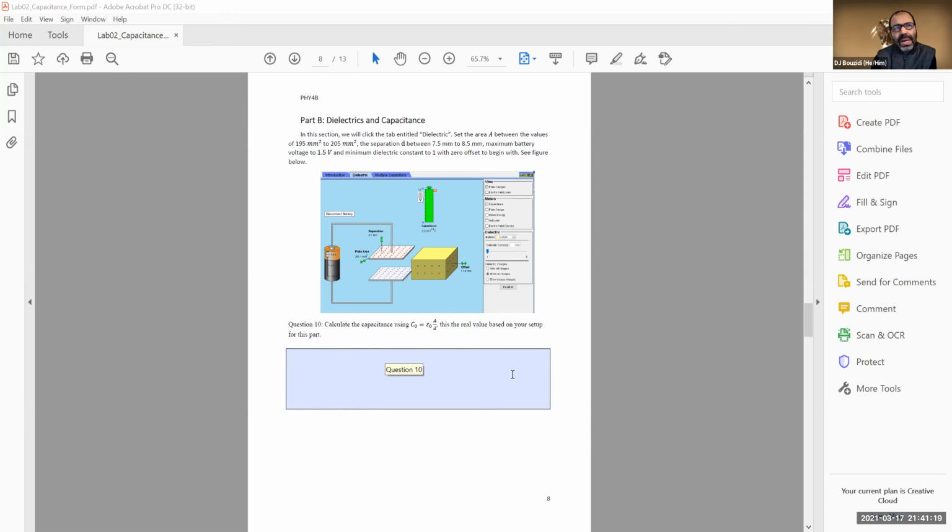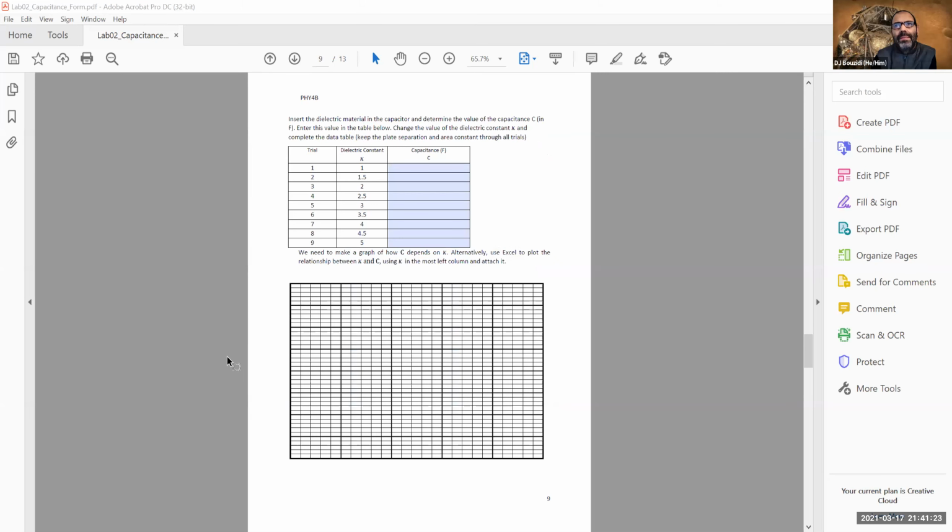But as long as you're specific and clear about the units and everything else for this question. Again, now insert the dielectric into the capacitor and determine the value of the capacitance C in farads.